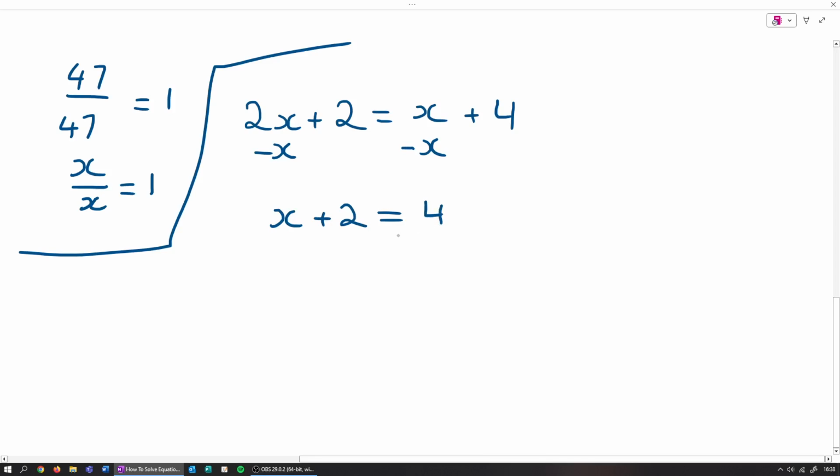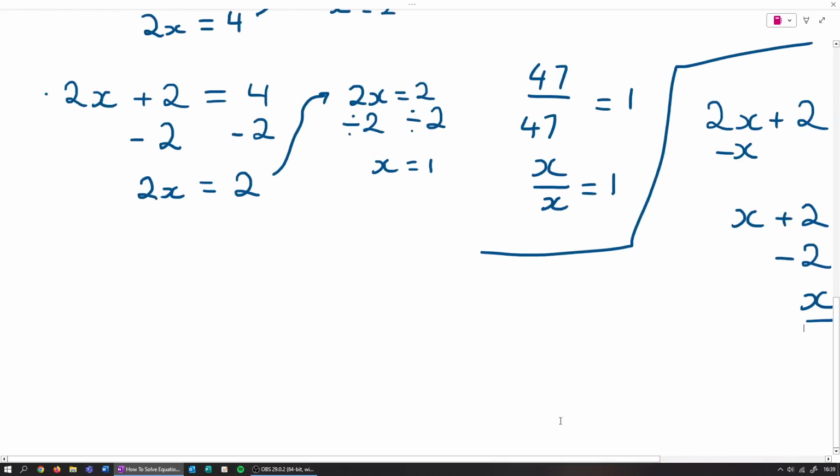Now the x is still not alone, however they are all on one side. One thing we need to get rid of is that 2. So let's take away 2 from both sides. Now we get x is equal to 2. That is this solved.